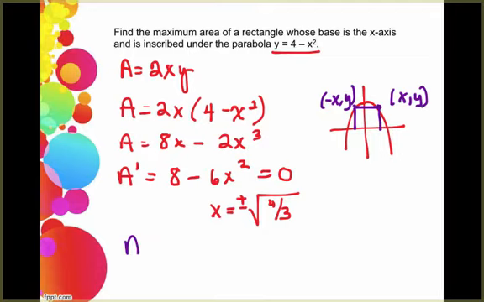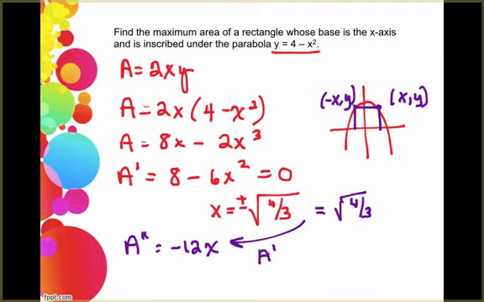Let's check the second derivative to make sure that this is going to give me a maximum. Well, if I take my second derivative, I get negative 12x. And if I let x be a positive number, we're going to use the positive square root of 4/3. Then I get a second derivative at the square root of 4/3 that is a negative value, which tells me that I have my maximum area, which was what I was looking for.